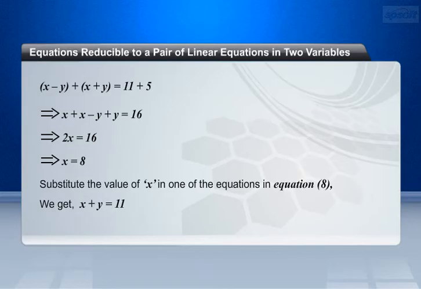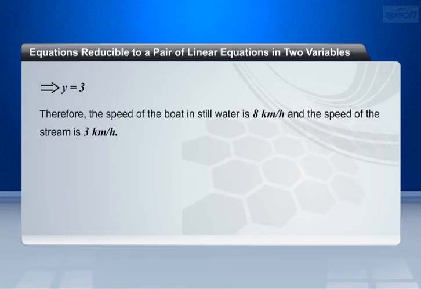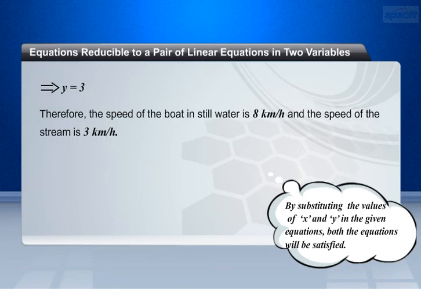Substitute the value of x in one of the equations, equation 8, that is, x plus y equals 11. This implies that 8 plus y equals 11. This implies that y equals 3. Therefore, the speed of the boat in still water is 8 km/h, and the speed of the stream is 3 km per hour. By substituting the values of x and y in the given equations, both the equations will be satisfied.